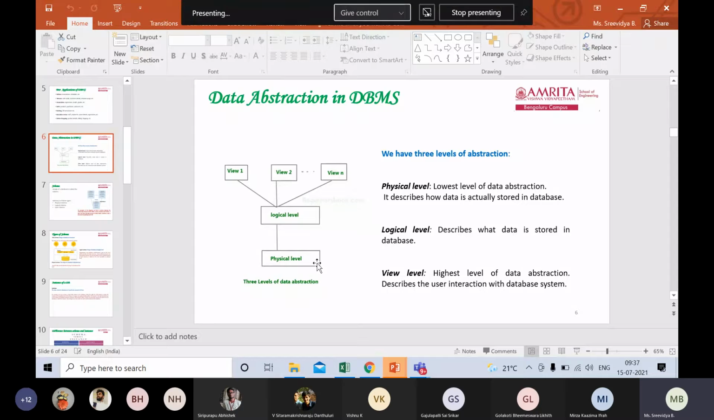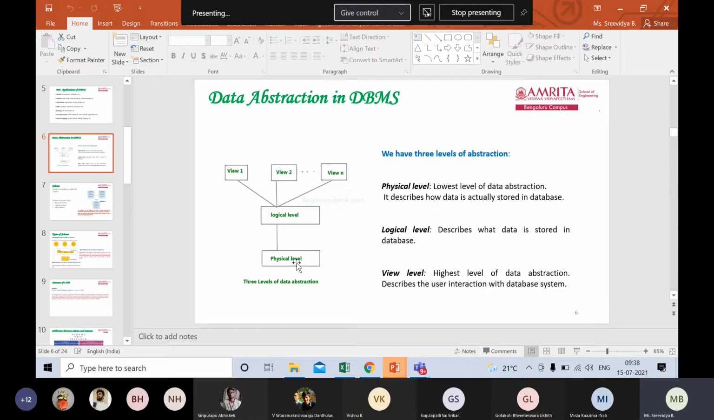In the physical level, we talk about how exactly the data is stored on the hard disk. We are not talking in terms of the table structure. Both in RDBMS and in ADBMS, our concentration will not be on the physical level. We will concentrate on the logical level as well as the view level. Physical level is associated with how exactly it is finally stored on your hard disk, the data structures associated with the storage.